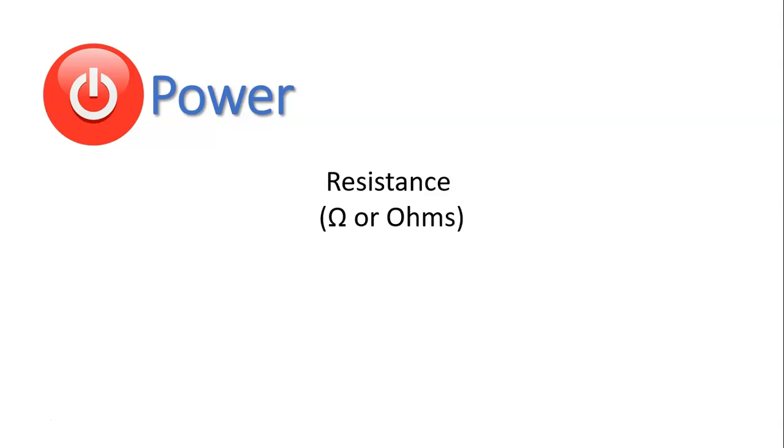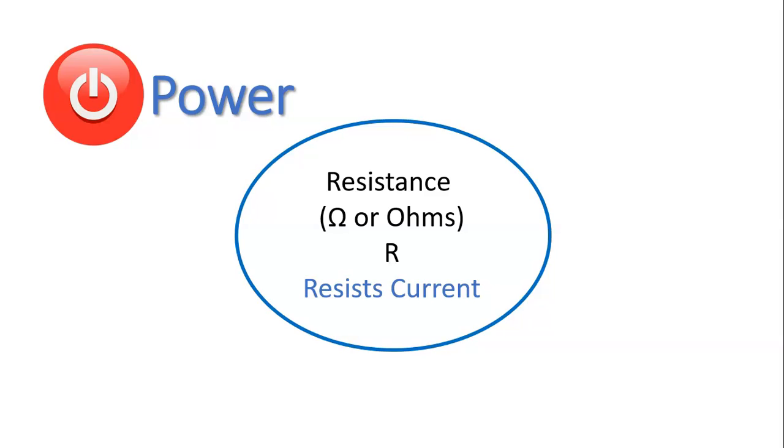Resistance. We use ohms as the unit, and the symbol omega for ohms. R is the symbol we use in the equations when we calculate ohms. Resistance is resistance to current. It resists current.